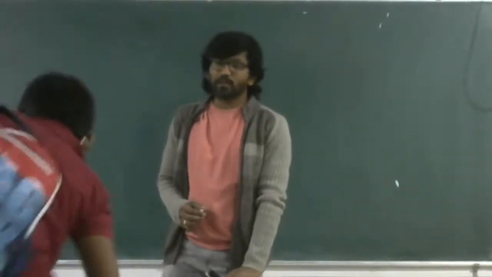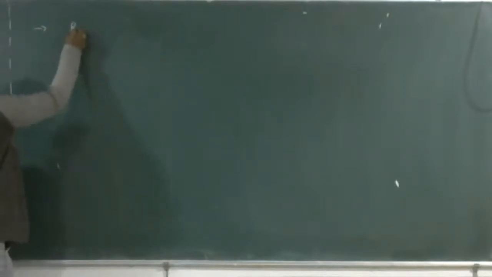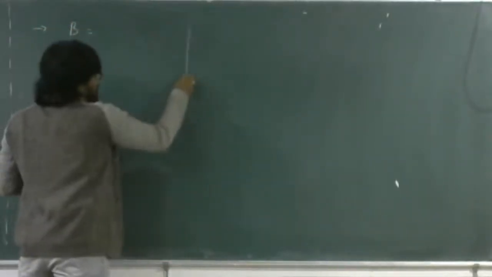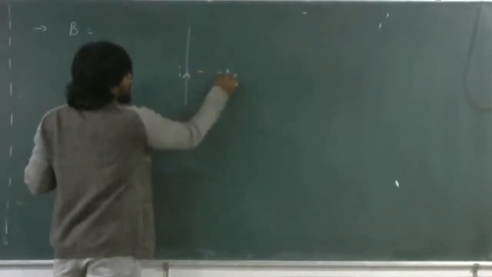So let us try to write down once again the general expression for magnetic field due to a straight current carrying conductor. So B is equal to what? Due to a straight current carrying conductor. We have a current carrying conductor in which current I is flowing, and a point P which is at a distance D. What is the expression for magnetic field?